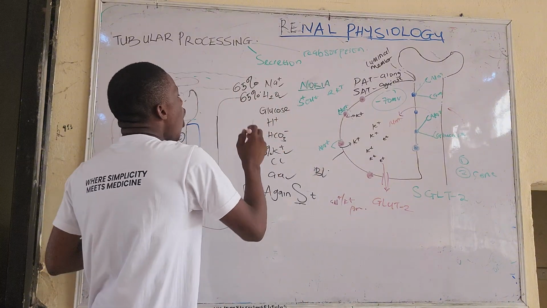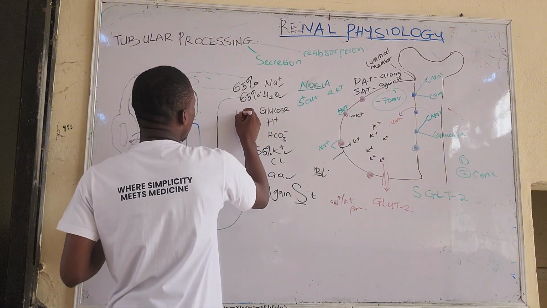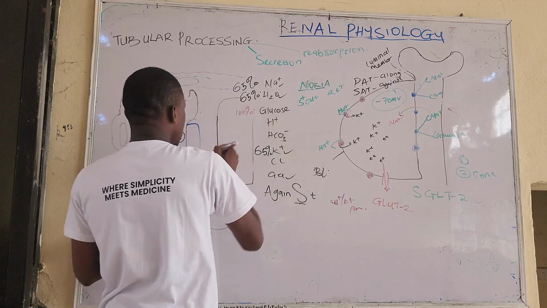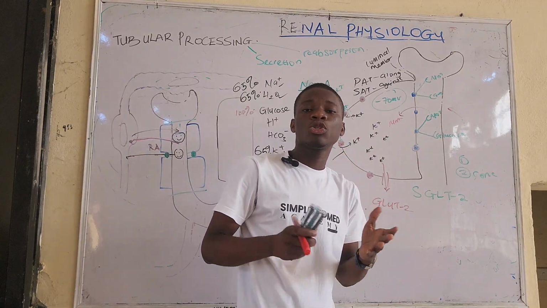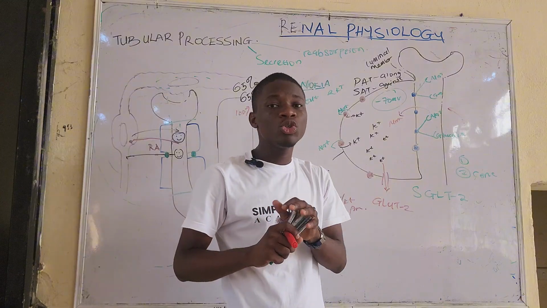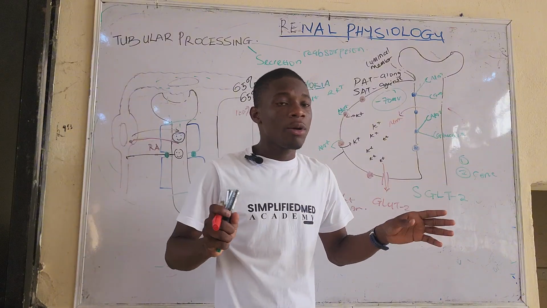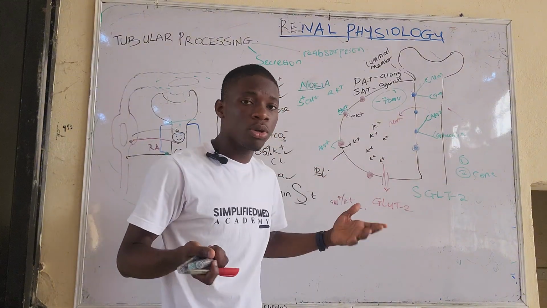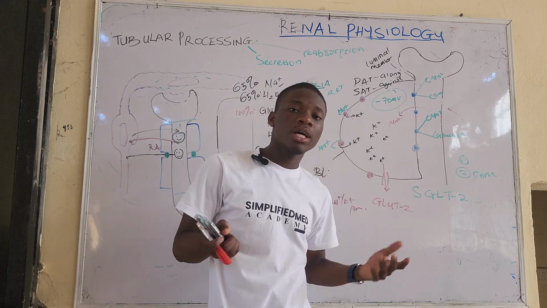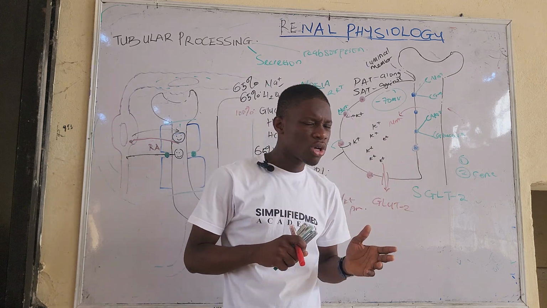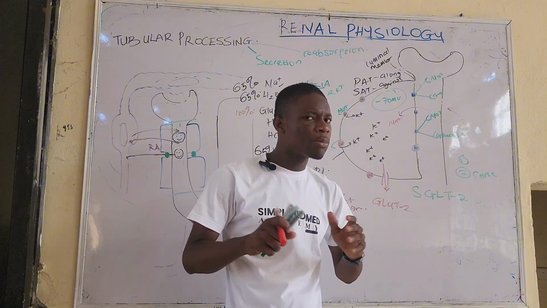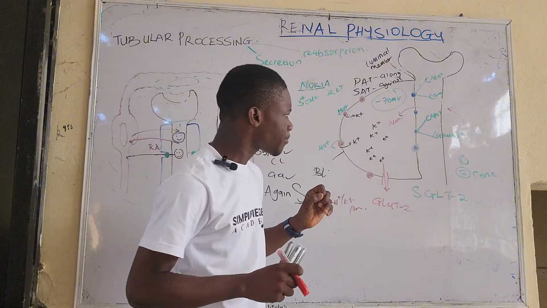Now glucose, 100% of glucose is reabsorbed. That means all the glucose is reabsorbed. Glucose is very useful in the body, you don't need to throw it away at all, because anything that is reabsorbed enters the blood to be reused. That's why we reabsorb 100% of the glucose. Are you following me?